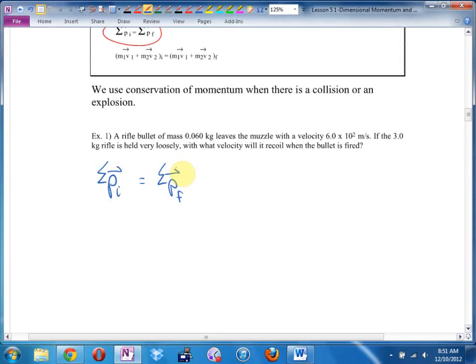Before the explosion, before we pull the trigger, what was moving? Mass 1, mass 2, or both? The rifle, the bullet, or both? Neither. After the explosion, after we pull the trigger, what's moving? Mass 1, mass 2, or both? We're going to have the momentum of the rifle and the momentum of the bullet.